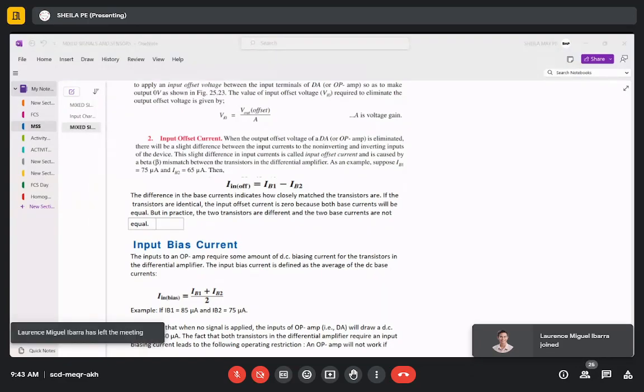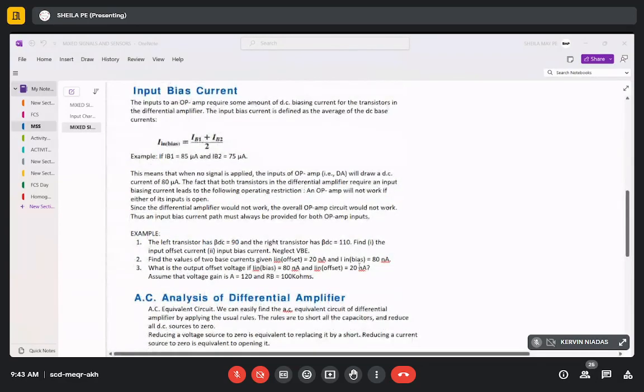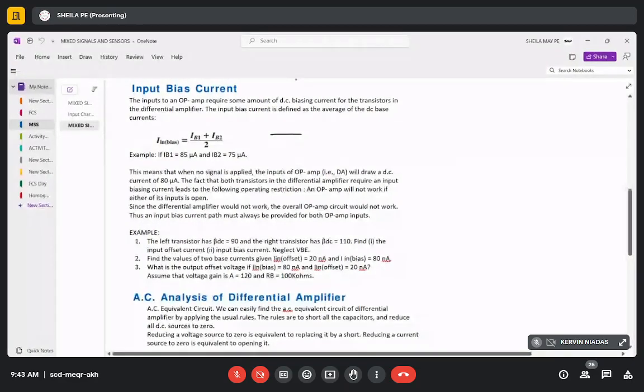So the fact that both transistors in a differential amplifier require an input biasing current leads to the following operating restriction. An operational amplifier will not work if either of its inputs is open. That is different from having no input, class, where it is just open. Because if we say no input, meaning it is just connected to ground, right? For example, it is grounded.